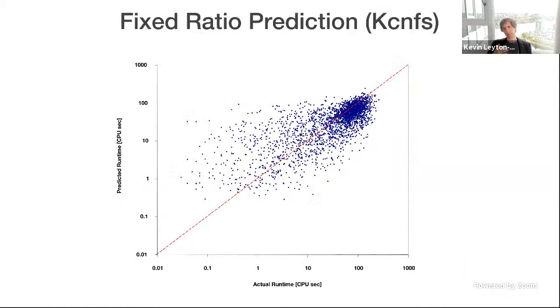So then, using pretty simple regression methods, we were able to build models that make predictions like this. Here, on the x-axis, is the actual runtime on a log scale of a SAT solver like KCNFS, and on the y-axis, what we predict the runtime to be. We would like to exactly nail this diagonal red line. And what we got here was pretty good.